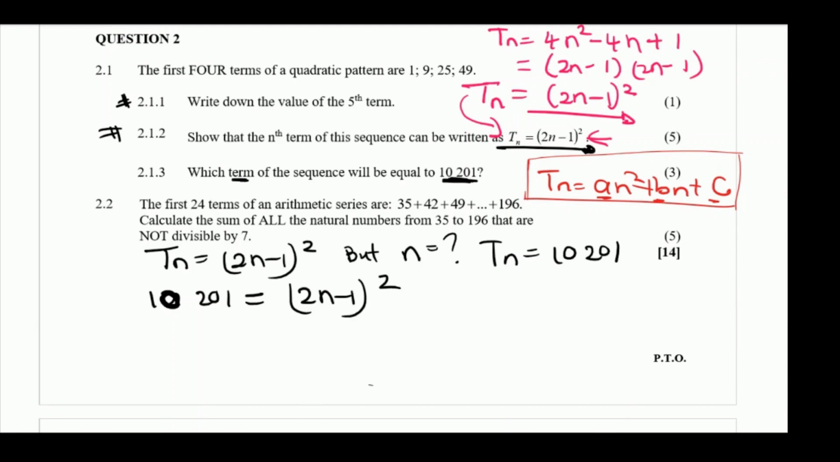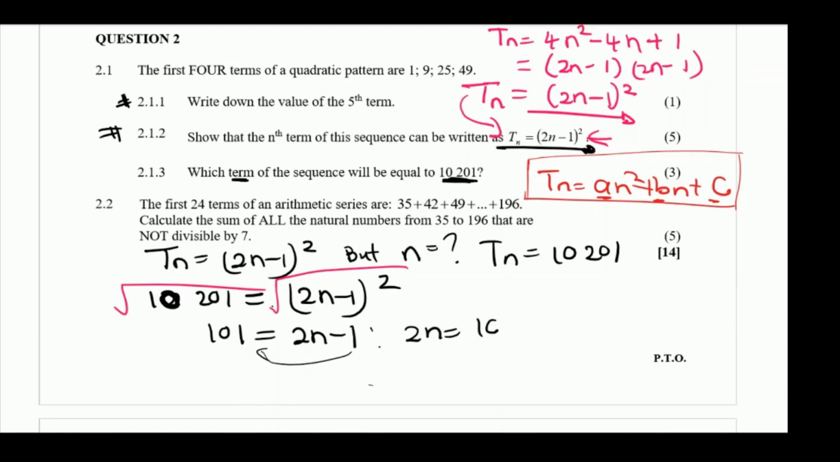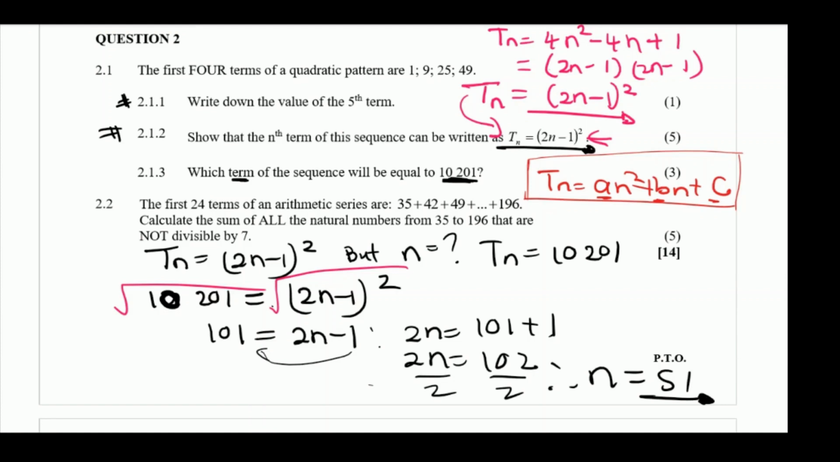So we need to remove the square, so you're going to put a square root on both sides. From the square root, you're going to get 101 equals 2n minus 1. Then you transpose the 1 to the other side, you get 2n equals 101 plus 1, which is 2n equals 102. Divide by 2 both sides, you get n equals 51. So that is your solution of n.